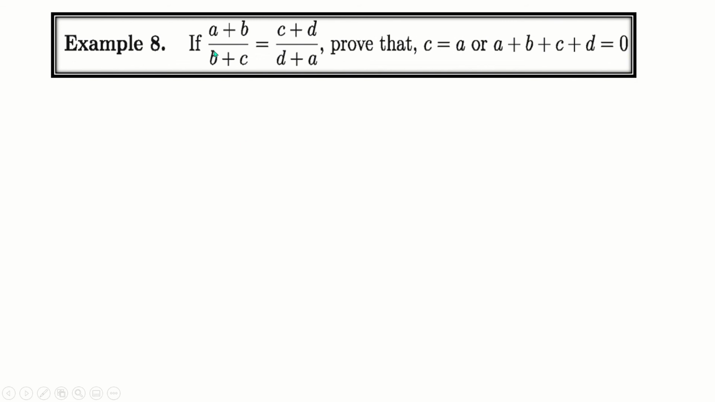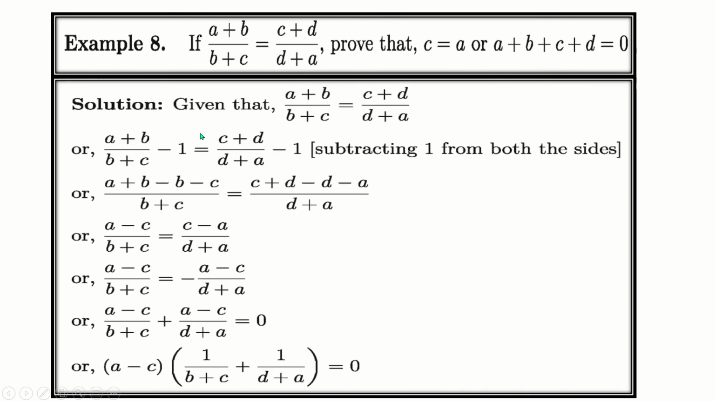Example 8. If (a plus b) by (b plus c) equals (c plus d) by (d plus a), prove that c equals a, or a plus b plus c plus d equals 0. Okay. Given that (a plus b) by (b plus c) equals (c plus d) by (d plus a), now subtracting 1 from each side. As a result, left side will be this and right side will be this.